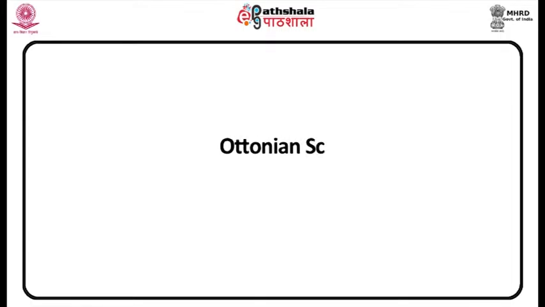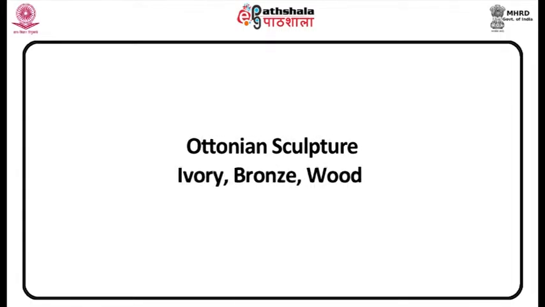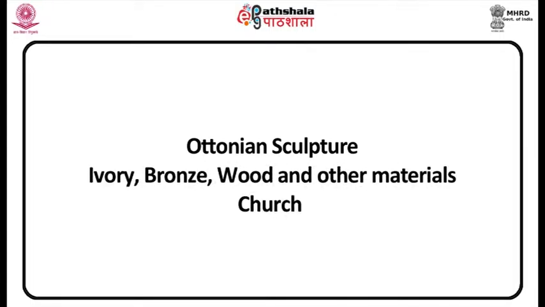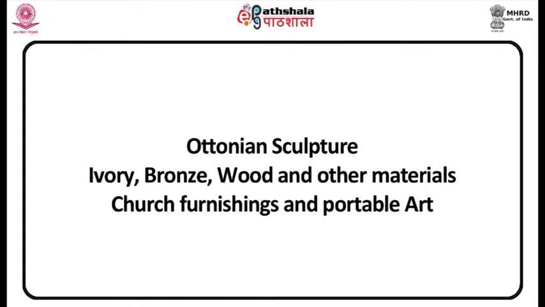Ottonian sculpture. Ottonian sculptors worked on materials like ivory, bronze, wood, and other materials. They worked on church furnishings and portable art rather than architectural sculpture. Look at the Gero crucifix.